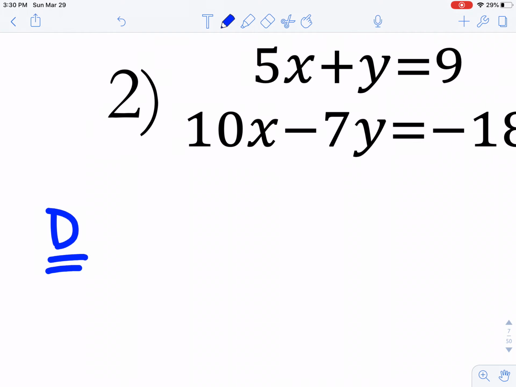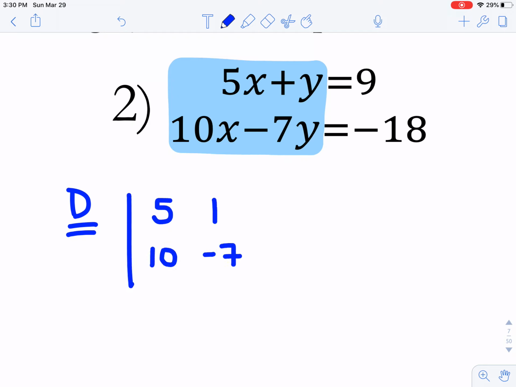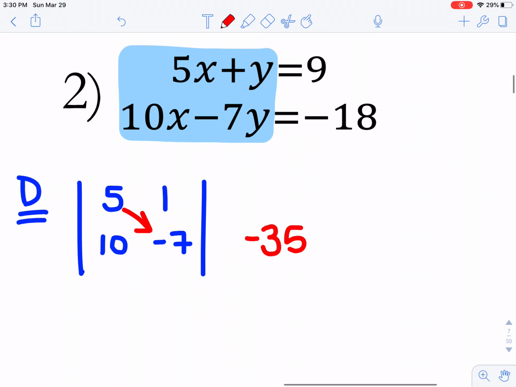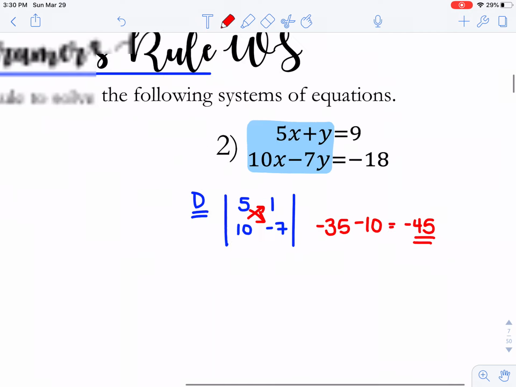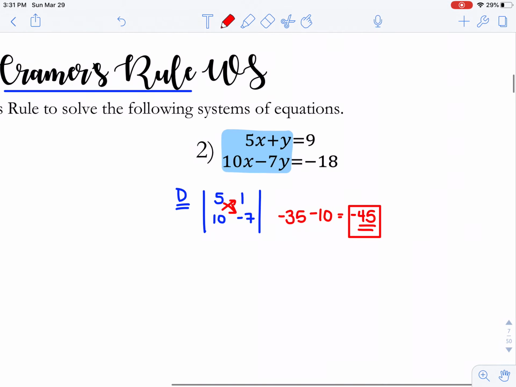Okay, so what we're going to do is take the coefficients from these two equations, and we're going to find the determinant of these coefficients. Okay, so we're going to do 5 times -7, -35, minus 10, which is -45. That's the D value, and we are going to come back to the D value when we actually are solving.